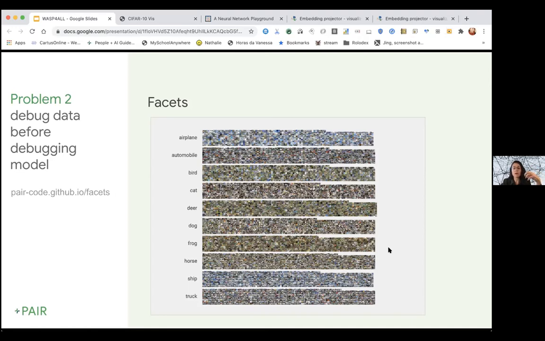But it's a catch-22. Today, we still lack very good tools to allow you to debug your data. And so Facets was my team's first foray into trying to visualize the data that you were inputting into your system, so that you can try to get very quickly a sense of whether or not there might be a problem with the data you're feeding your system. So let's take a look at Facets.